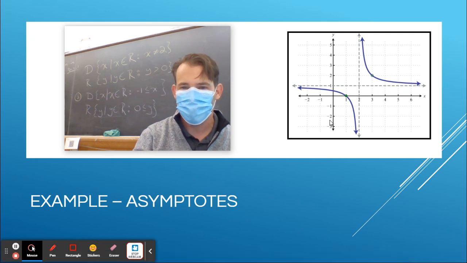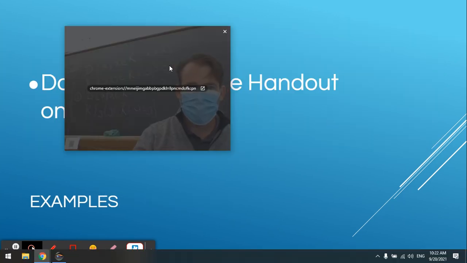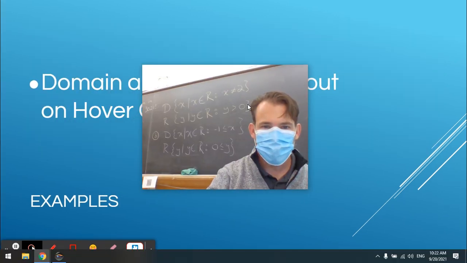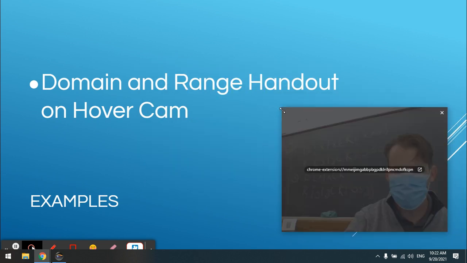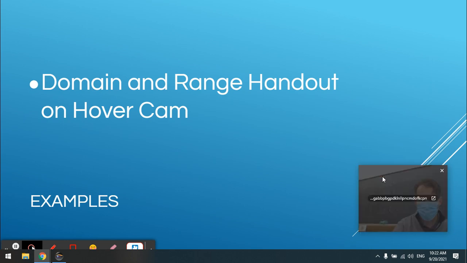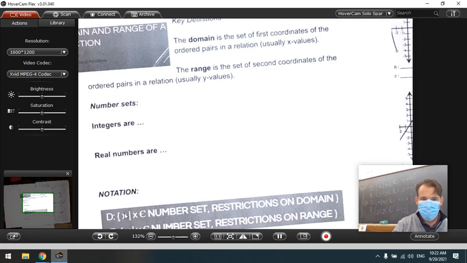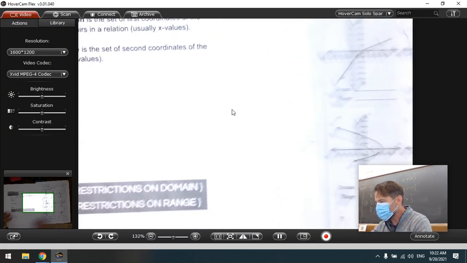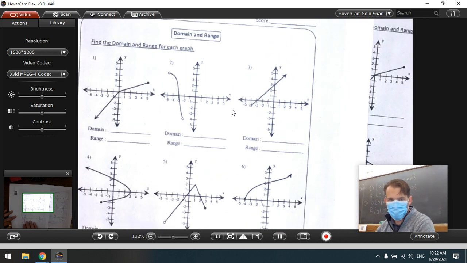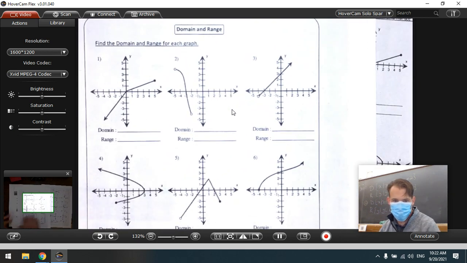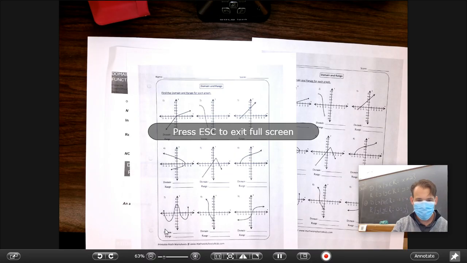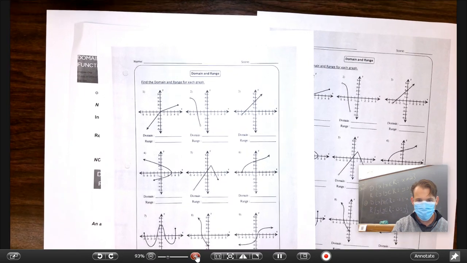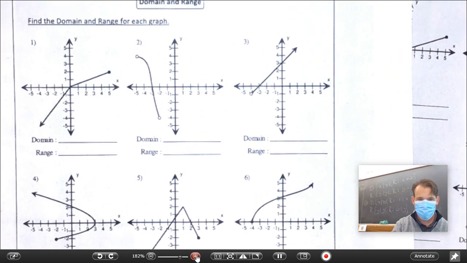Now let's take a look at the domain and range handout on the hovercam, and we'll go over these examples. So take out your handout. We'll talk about them as a class. So here we go. Here is the handout of which I speak. All right, it is this one, domain and range. Let's zoom in and get it nice. And we'll go over these examples together. Okay.